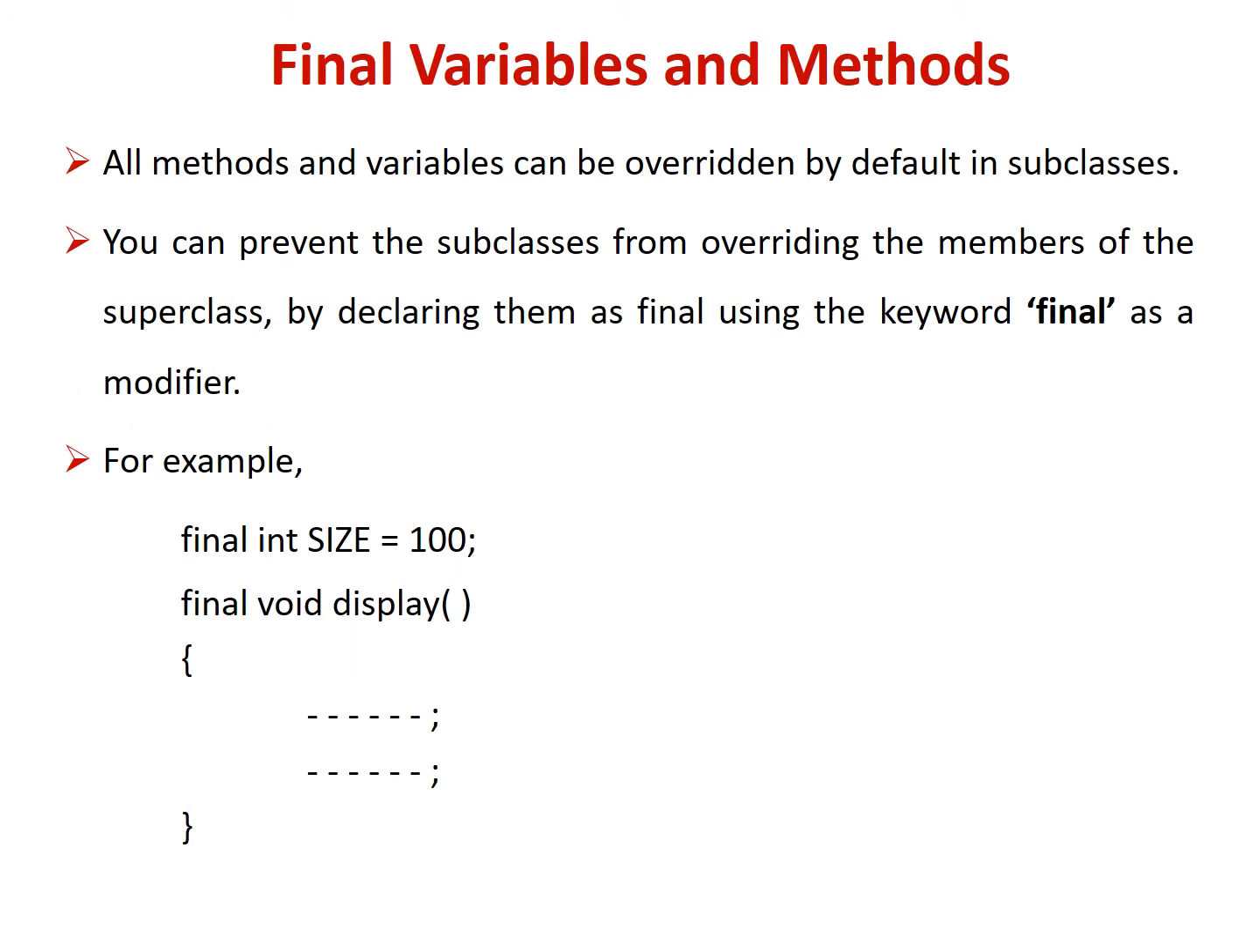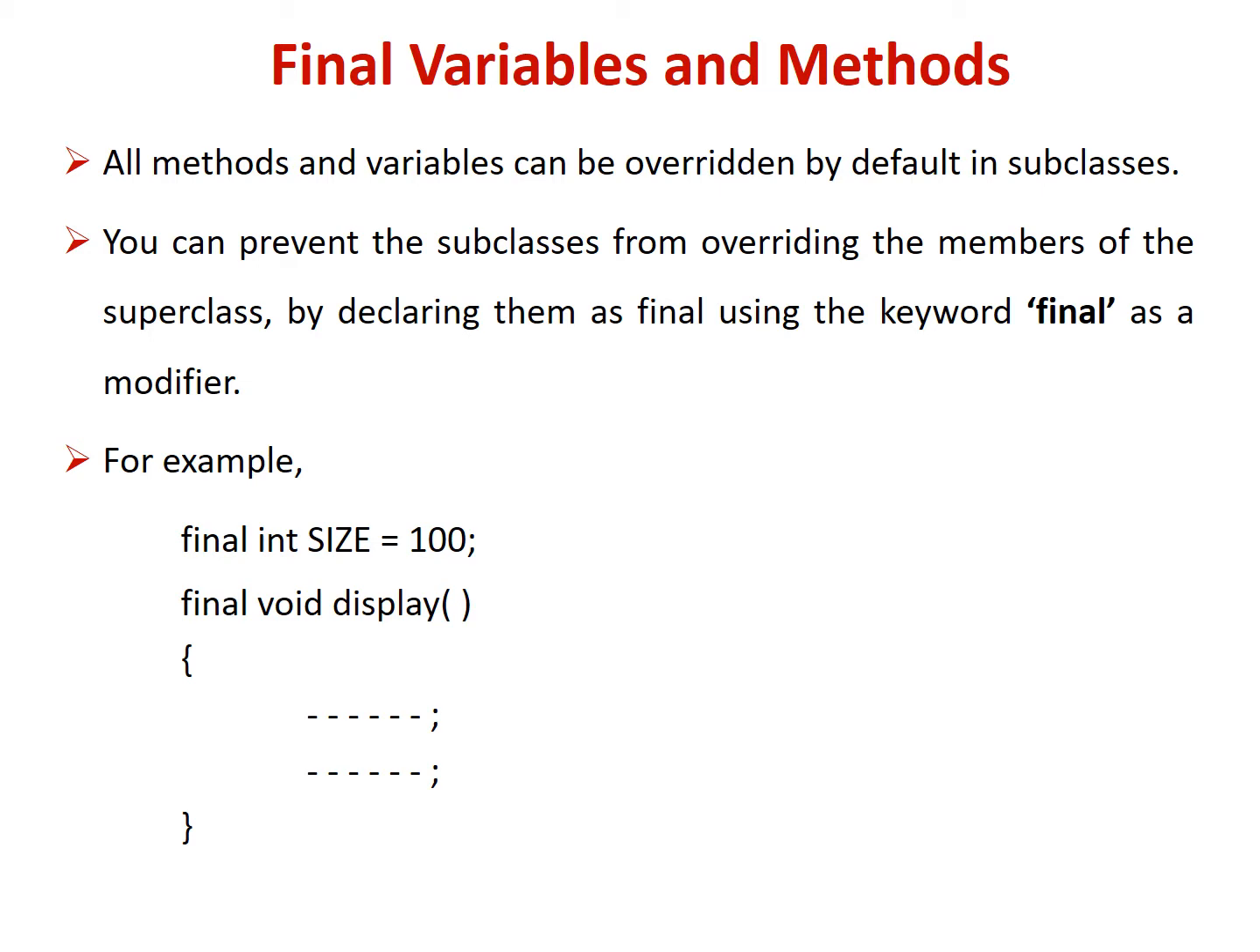First, we will see final variables and methods. All methods and variables can be overridden by default in subclasses. If we want to prevent the subclasses from overriding the members of the superclass, we can declare them as final using the keyword final as a modifier.